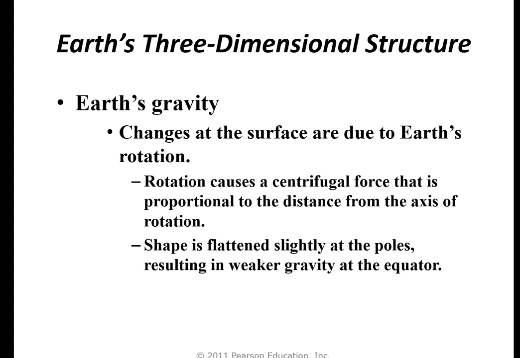Let's look at Earth's gravity. Earth's gravity, 9.8 meters per second squared, changes at the surface due to Earth's rotation. The rotation causes a centrifugal force that is proportional to the distance from the axis of rotation. The shape is flattening slightly at the poles, resulting in a weaker gravity at the equator. Very slight difference.